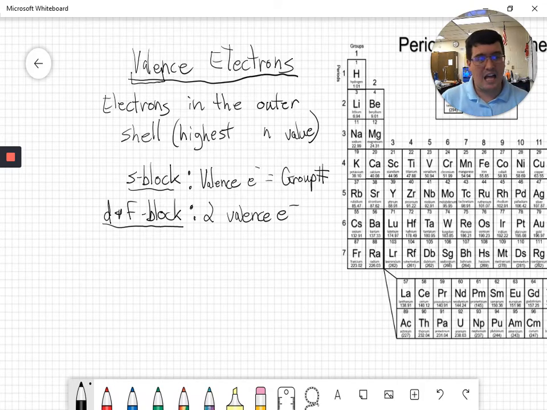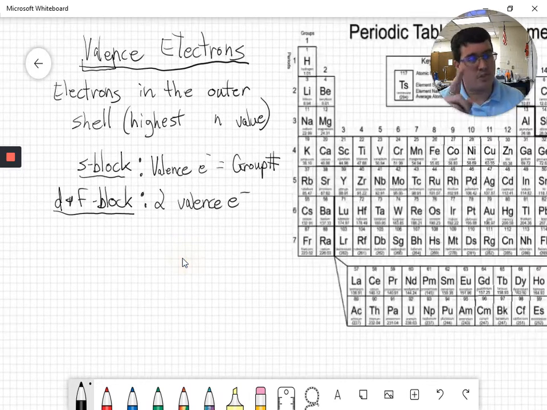So sort of like the ions before, where we were talking about transition metals and rare earth metals, you can't tell what their charge is. You've got to figure it out by the Roman numeral. Same story here, right? They always have the same number of valence electrons. d and f block elements always have 2 valence electrons.